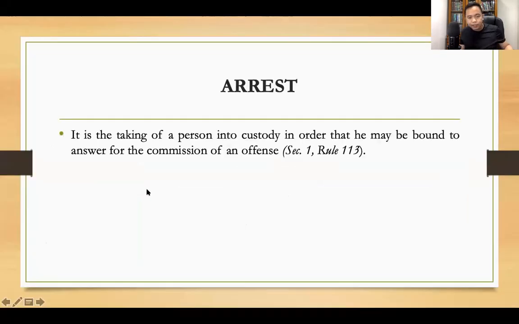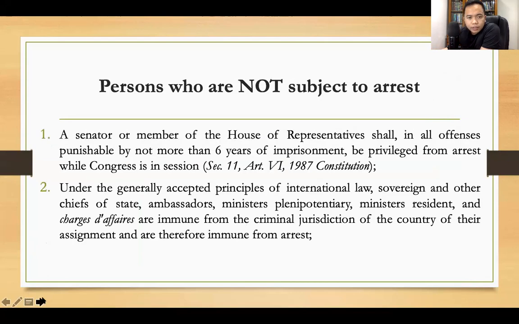Okay. Arrest is defined as the taking of a person into custody in order that he may be bound to answer for the commission of an offense. So when you say arrest, you take into custody, no? The person is taken into custody of the law so that he may be bound to answer for committing a crime. Okay? Now, who are the persons who cannot be subjected to arrest? One is a senator or member of the House of Representatives who shall, in all offenses punishable by not more than 6 years of imprisonment, be privileged from arrest while Congress is in session. So you cannot arrest a senator or a congressman if the imprisonment is not more than 6 years while Congress is in session.